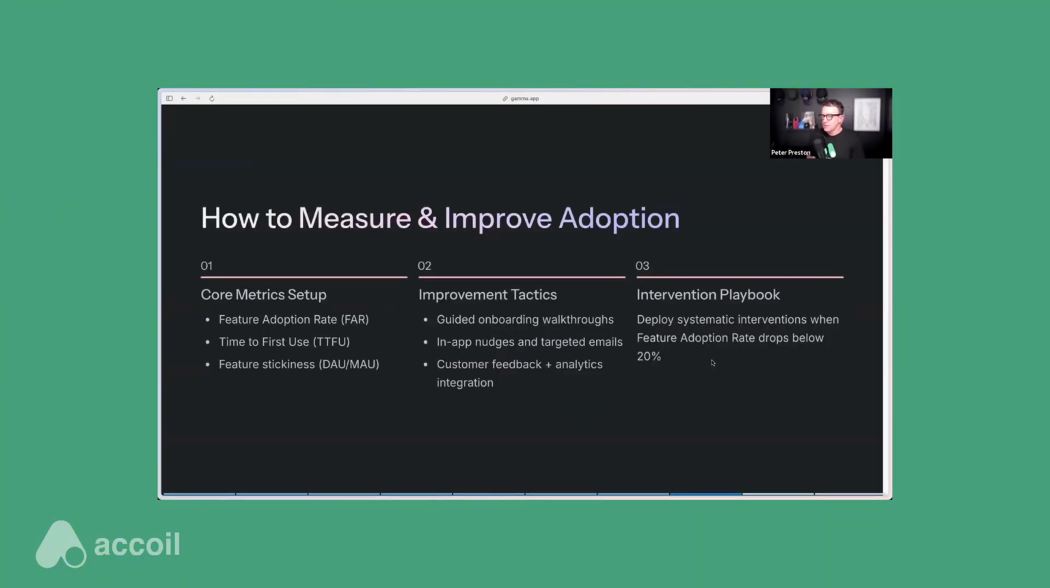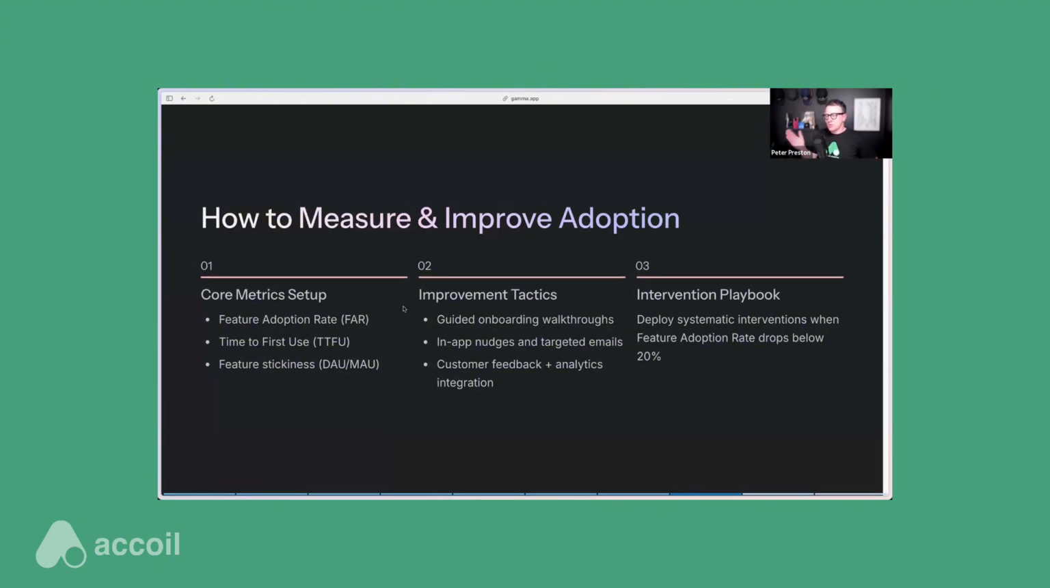There are a few core metrics that you can start with, things like feature adoption rate, time to first use, how quickly are they getting to that? This is kind of like a time to value, time to first value idea, but I've always found that the value part of that equation is very hard to measure without having someone on the other end that is very good at articulating what that value is and when they got it.